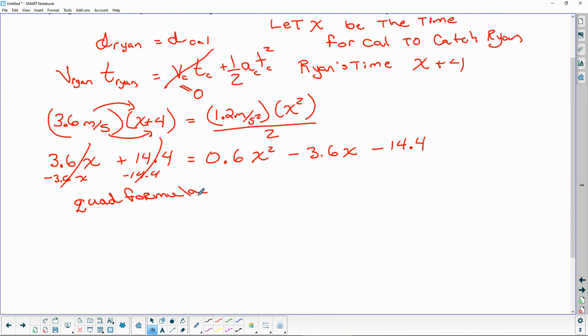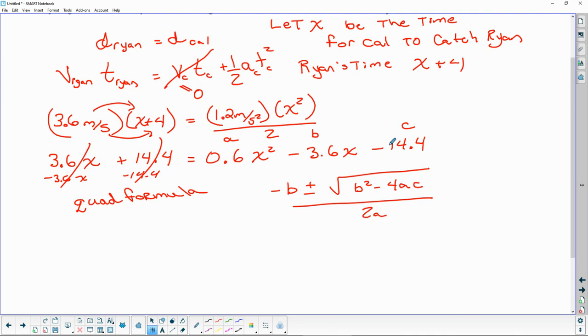Okay, if you're not familiar with the quad formula, pull out Desmos, graph that, and see where it intersects. One will be negative, one will be positive, and of course time can't be negative, so you would get an answer. Okay, so the quadratic formula is minus b plus or minus the square root of b squared minus 4ac, over 2a, I think? And this is a, this is b, and this is c.